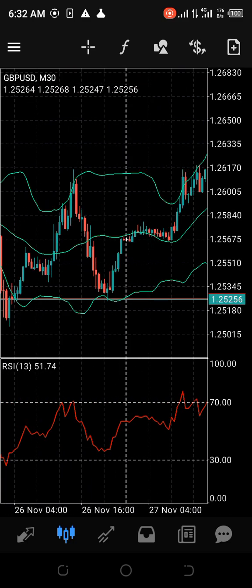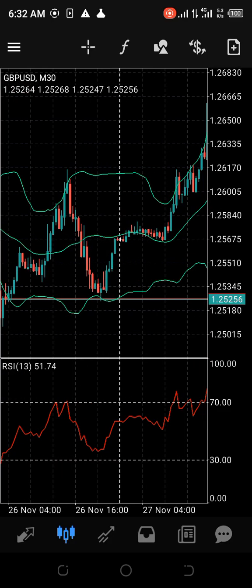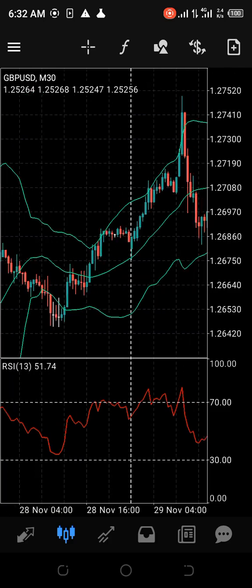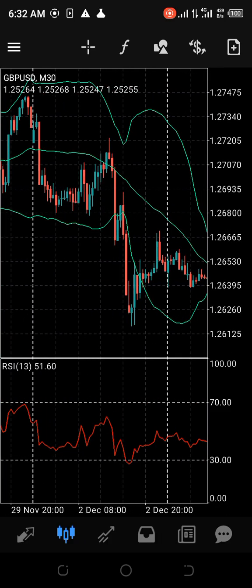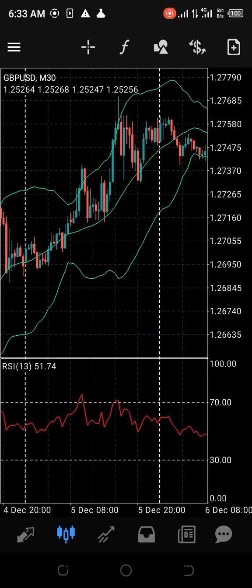Okay, it's 26th November. On 26th November, the market moved uptrend. GBP/USD started moving uptrend. In this case, we are going to follow the uptrend. We are going to start our trading from that 6th November to 2nd December.